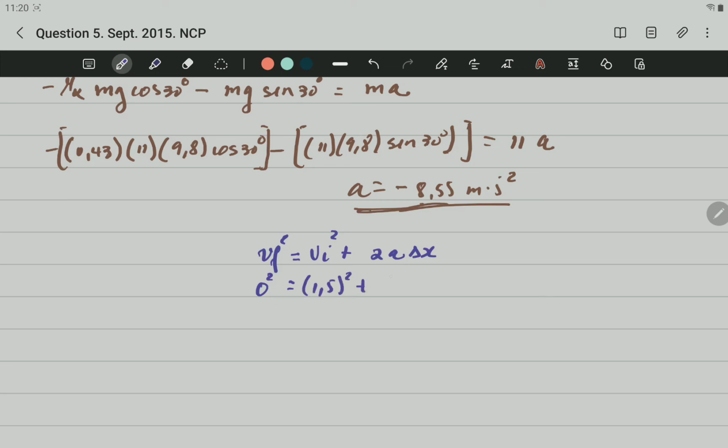square plus 2 multiplied by negative 8.55 multiplied by the displacement, which is the distance, and then the distance is going to be 0.26. Remember to do all the calculations. I may have mistakes with the calculation. So that is the question.